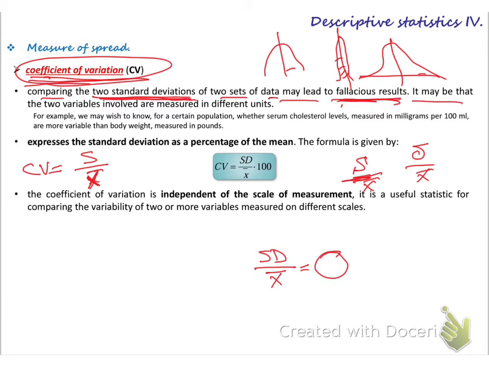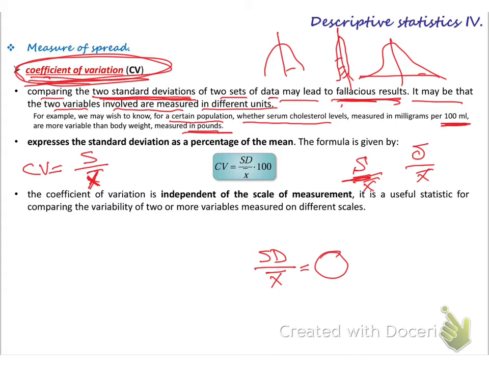It may be that the two variables involved in the measurement are in different units. For example, I may wish to check the serum cholesterol level of a certain population. In one place, it will be measured per 100 milliliters, and in another place, it will be measured in pounds. So I'll be comparing apple to banana, apple to camel, apple to egg. It's not apple to apple. Every time I compare, I have to make sure that I'm comparing apple to apple. The same unit should be used for the standard deviation. To avoid this, we came to the coefficient of variation. So how do we avoid the error of having different units in interpreting the data? We said, okay, we'll use the standard deviation divided by the mean.